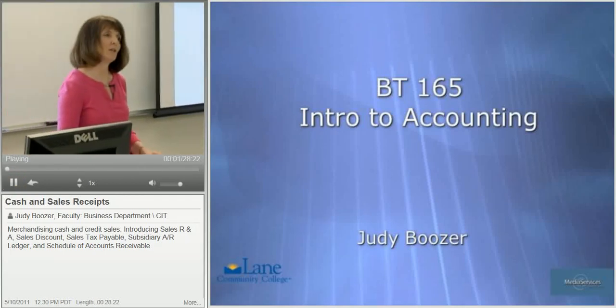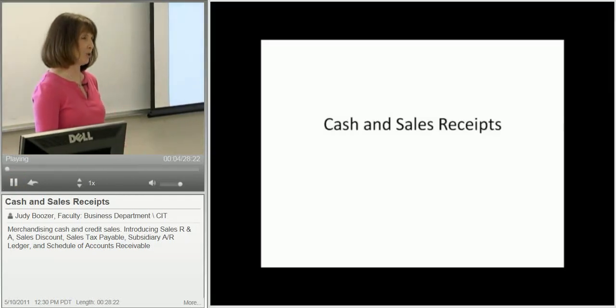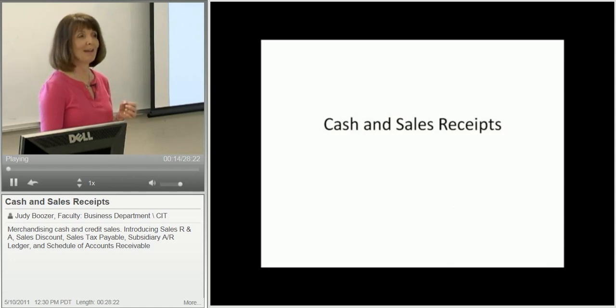Okay, today we're going to talk about cash and sales receipts. So we're going to identify revenue that's going to come into a merchandising business, and we're going to learn how to journalize it, and we're going to learn about some new accounts. So that chart of accounts you've seen before is going to be expanded. We're going to add some new ones, one of which we've talked about, which is sales, a revenue account with a credit balance.